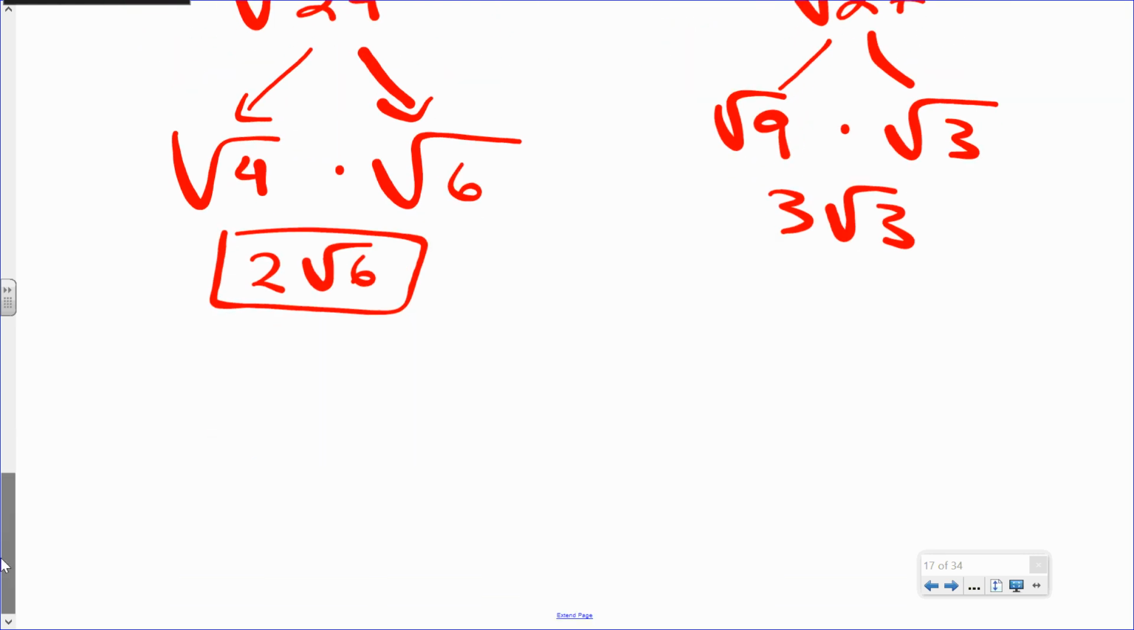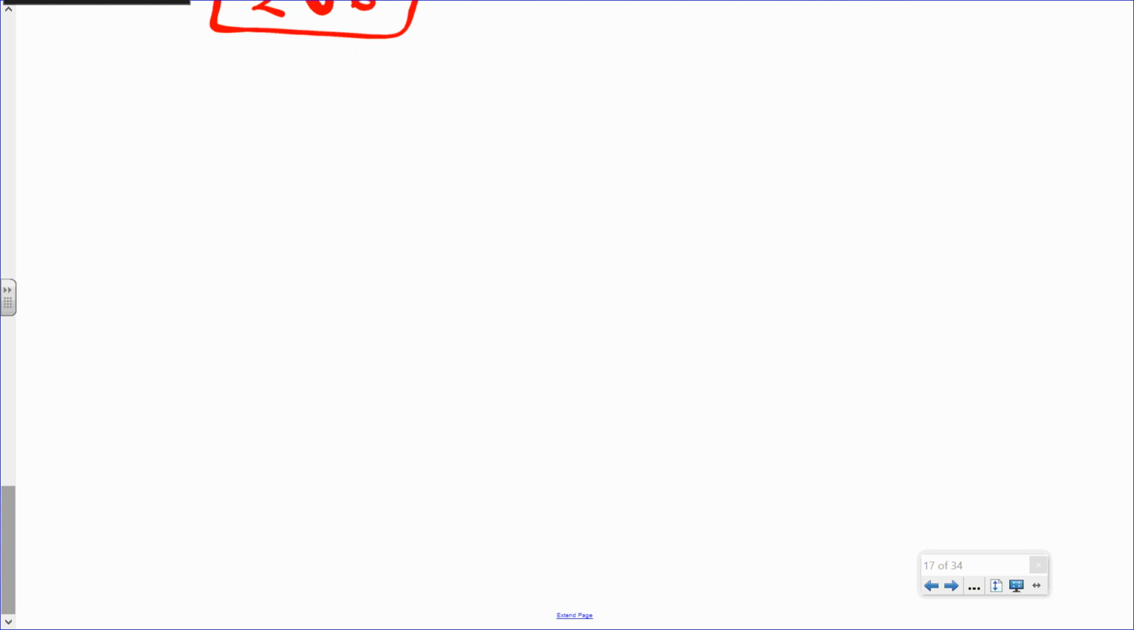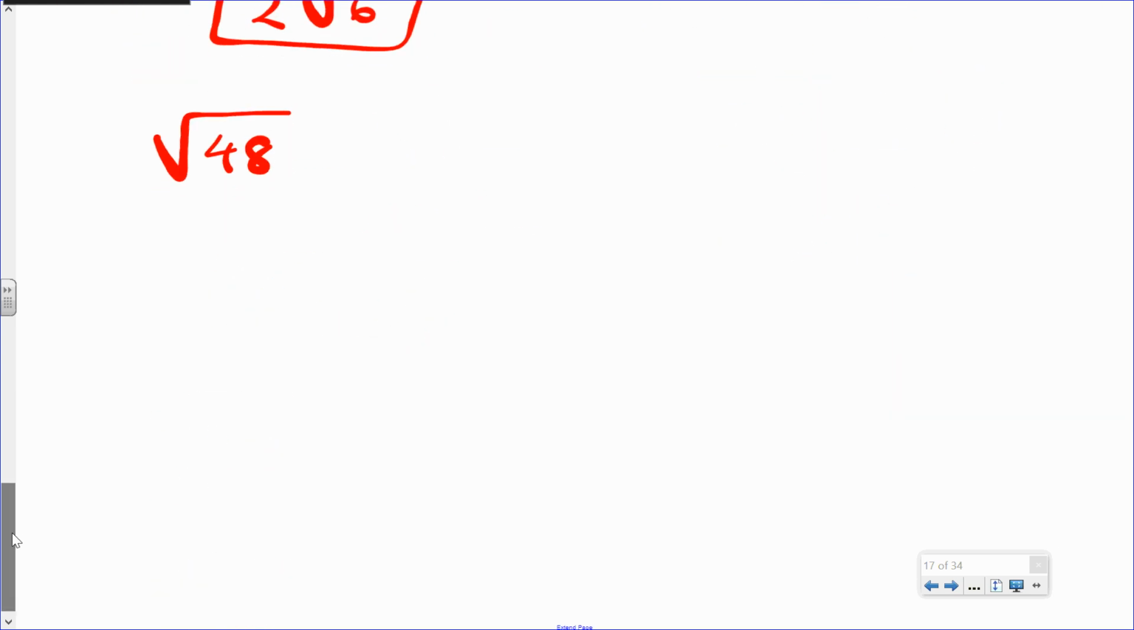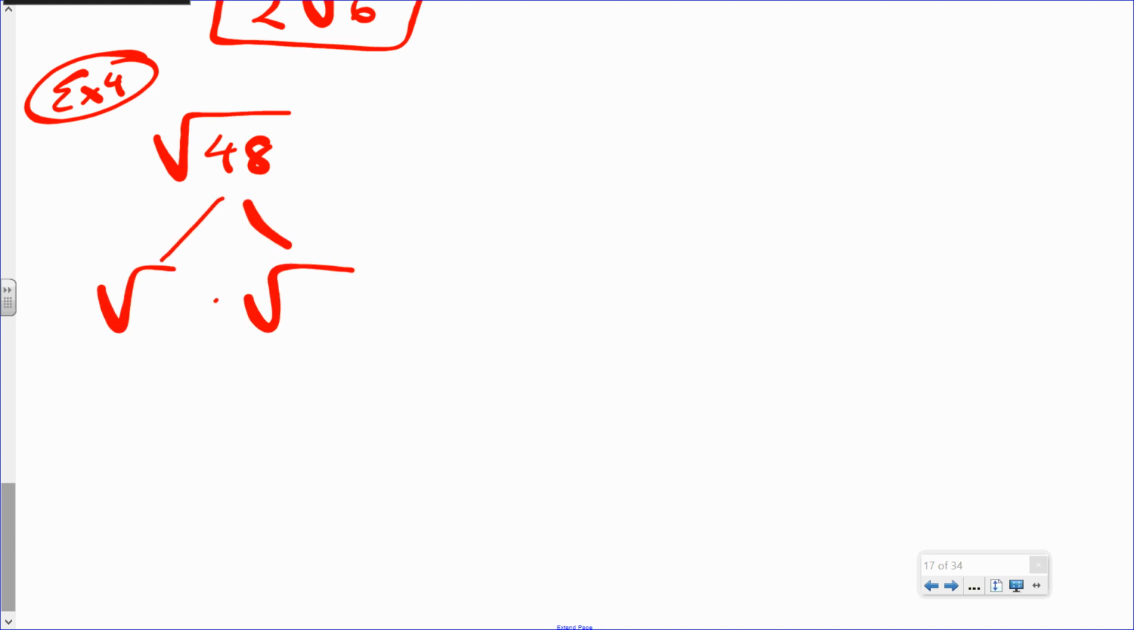All right. Last example. Square root of 48. It's example 4. Give me a second. Square root of 48, you can go about it different ways. I want to go over various ways. There are options here. You can go at it from different angles, different routes. All right, rad 48.